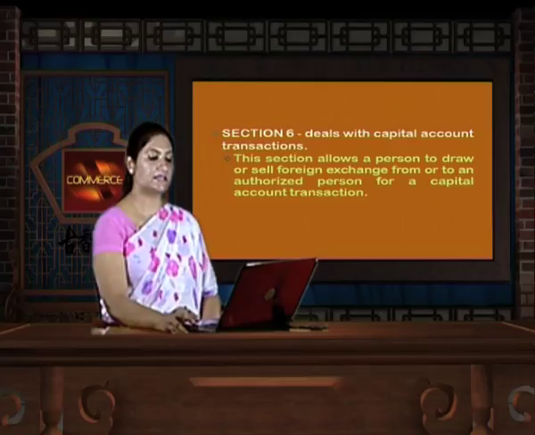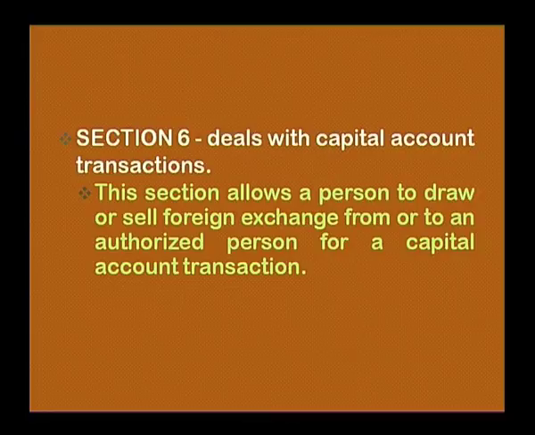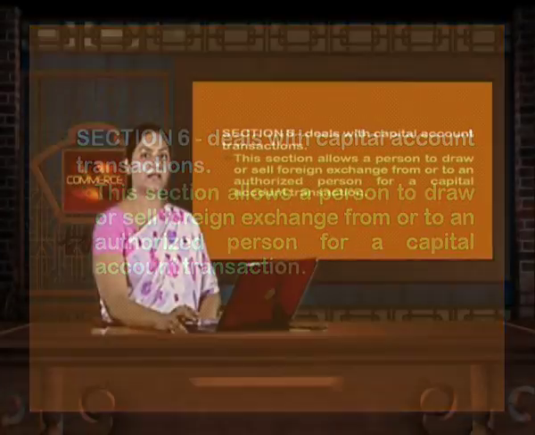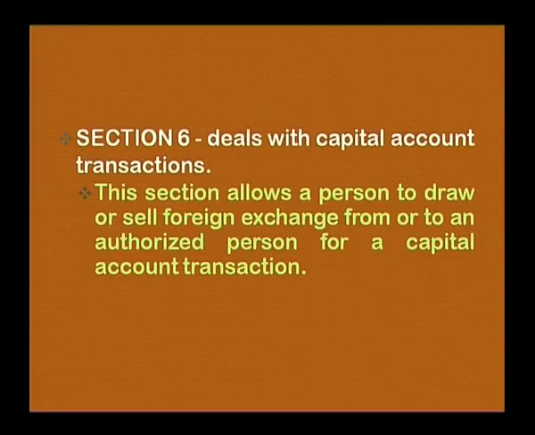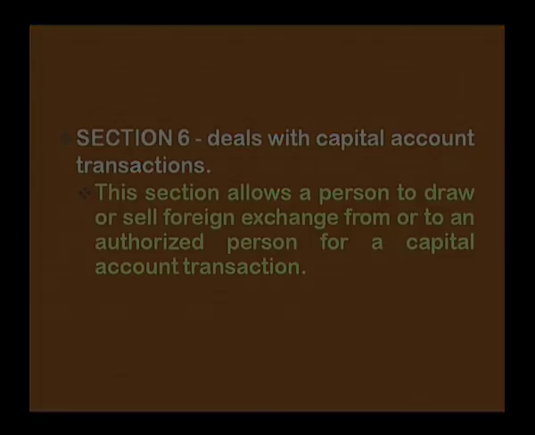And section 6 deals with the capital account transaction. This section allows a person to draw or sell foreign exchange from or to an authorized person for a capital account transaction. That means there is a lot of liberalization towards current account transactions, whereas the transactions which are going to affect the assets and liabilities in India, that is, capital account transactions, shall be restricted in the manner and permission for the same from the Reserve Bank of India shall be obtained.